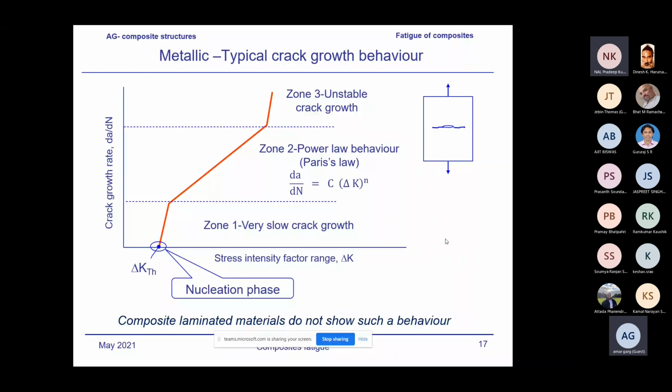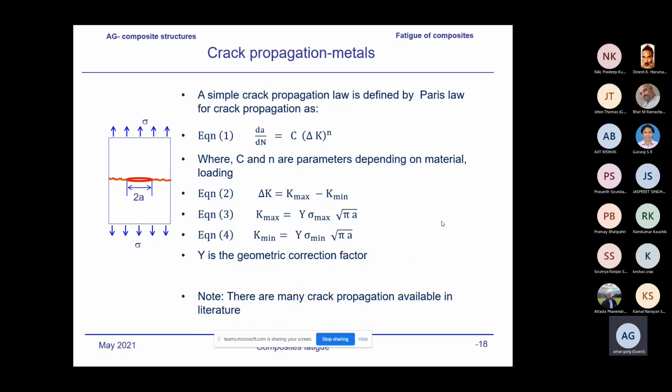So there was a discussion about this Paris law. Of course, this is for the metals: acceptable da/dN in this zone, and this is a nucleation phase, unstable phase, which is standard. In fact, any book you will find this. And da/dN is represented by the Paris law. I won't go into the details unless somebody wants me to discuss the details.